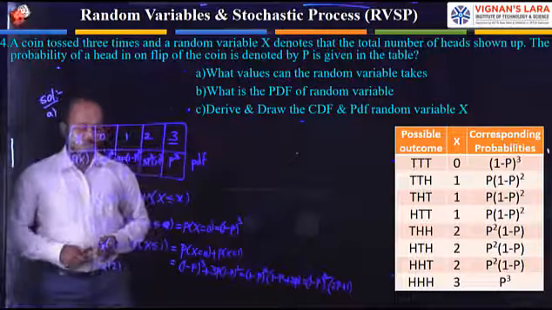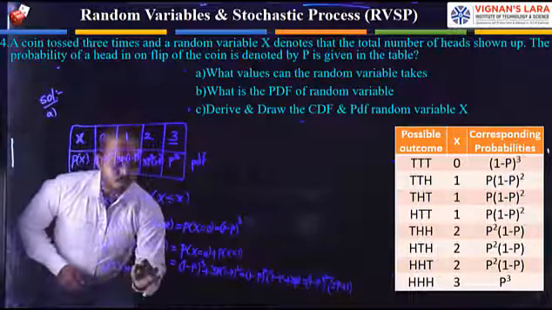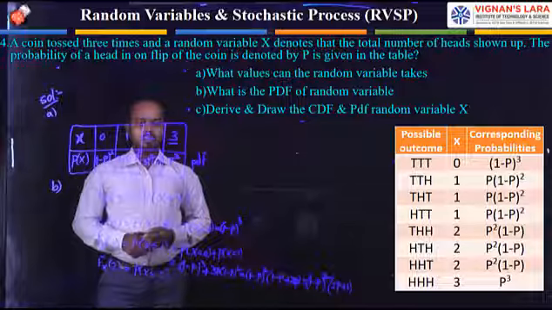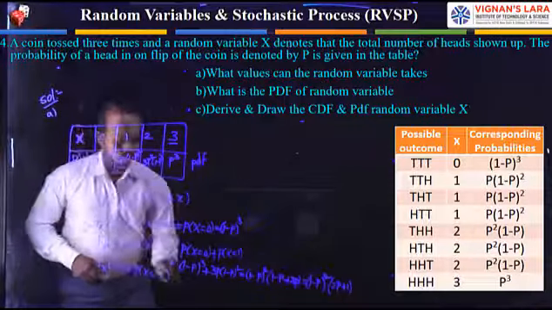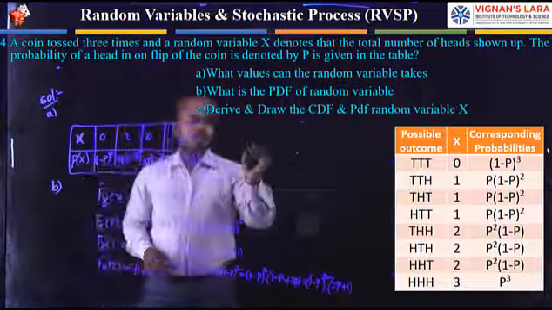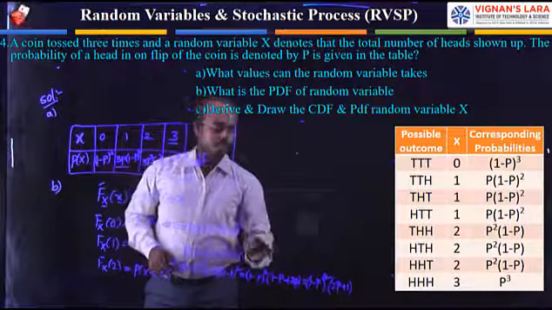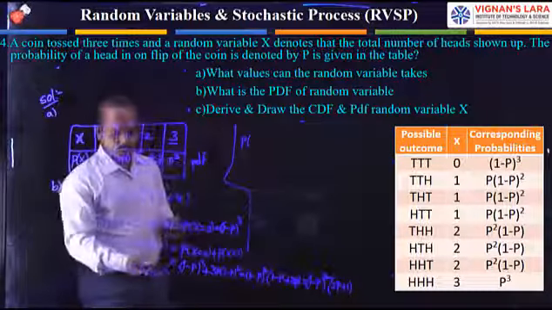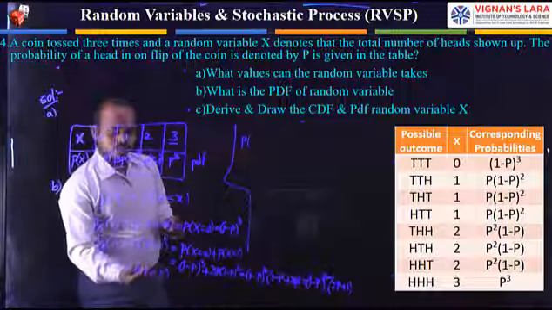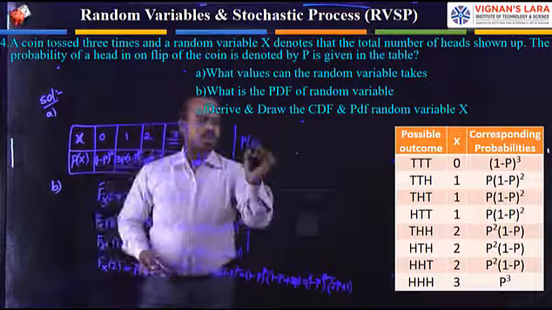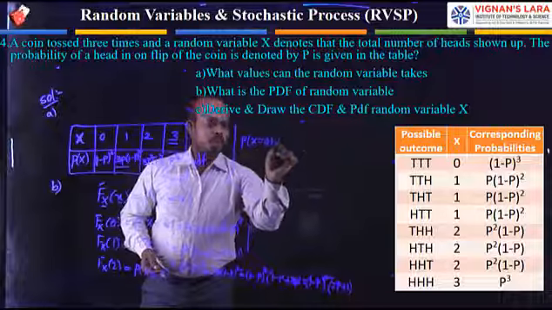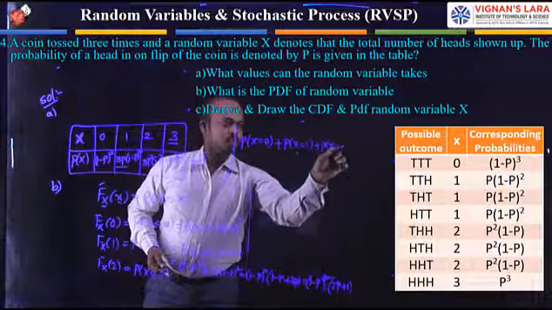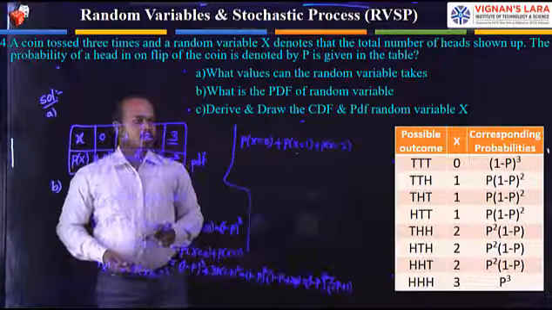Fx of 2, we are writing the probability of capital X less than or equal to 2. For this one, we are having totally 3 values. According to this condition, the available events are x is equal to 0 plus x is equal to 1 plus x is equal to 2. These 3 events are available.